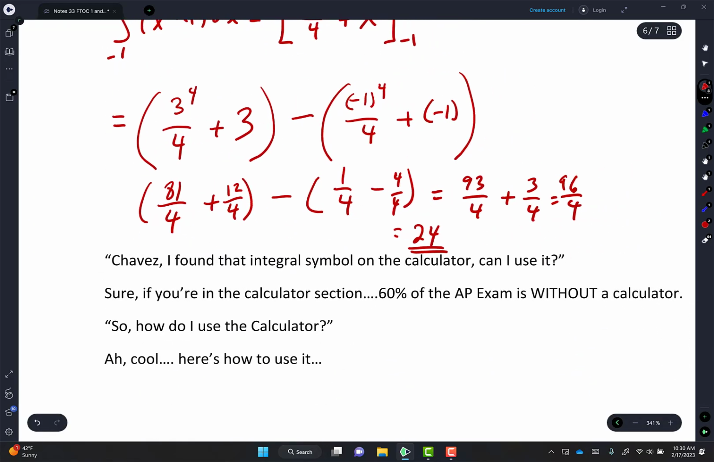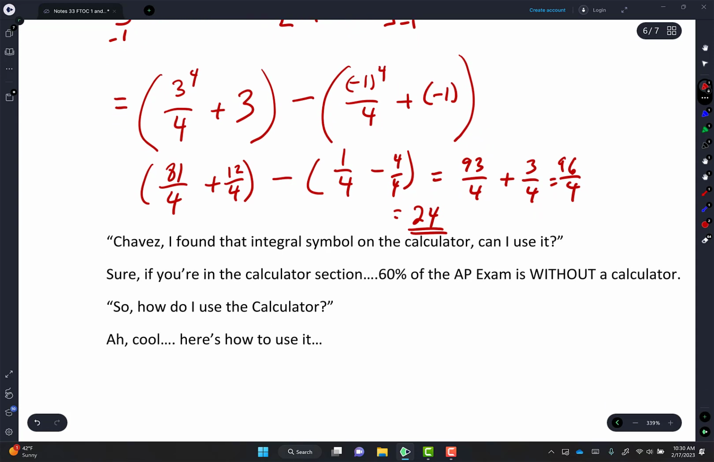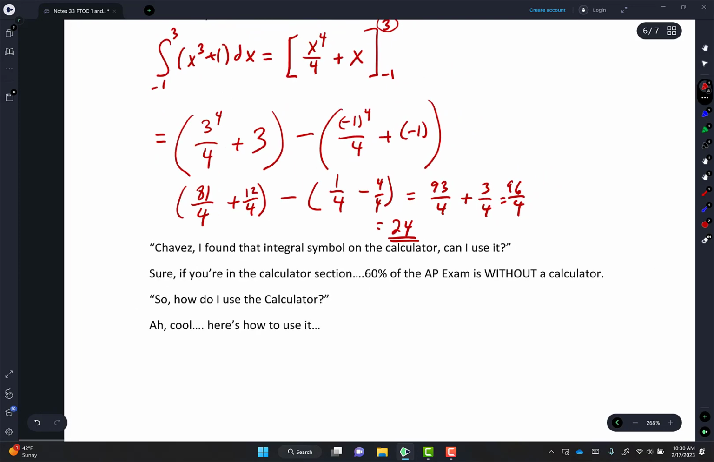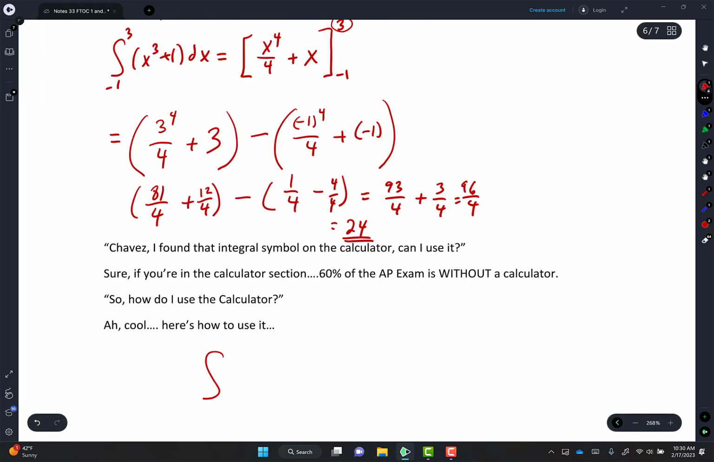Okay, I'm going to show you how to use the integral symbol for calculators. Do you guys already know how? I just do not use it to put the answers on Delta, just use it to verify, guys. So I'm going to do the same one in the calculator. Negative 1 to 3 of x cubed plus 1 dx. Take your calculator out. X cubed plus 1.